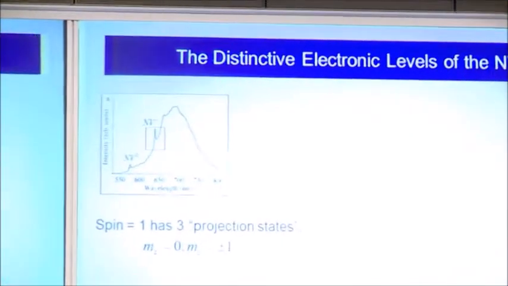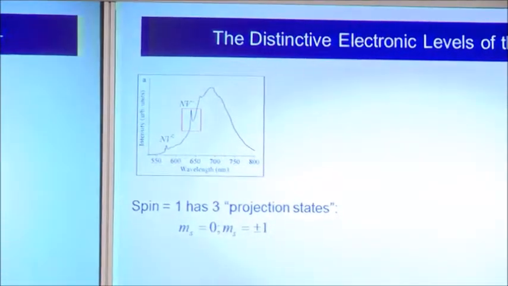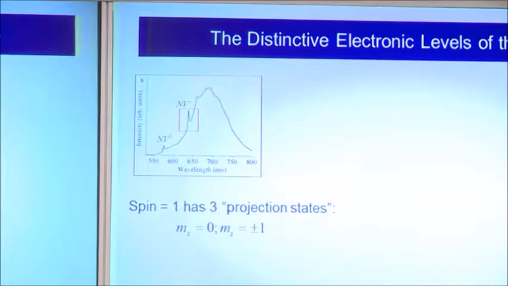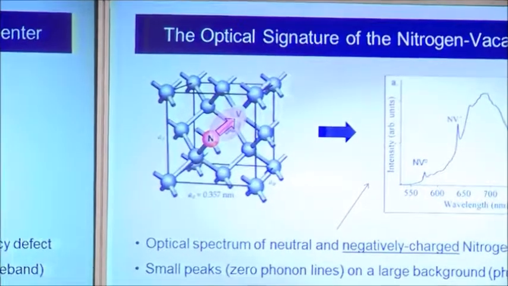Yeah, it's a different photon energy. What is the natural difference between this NV zero and NV minus? The difference is a charge. So it's the difference with a charge and a spin.